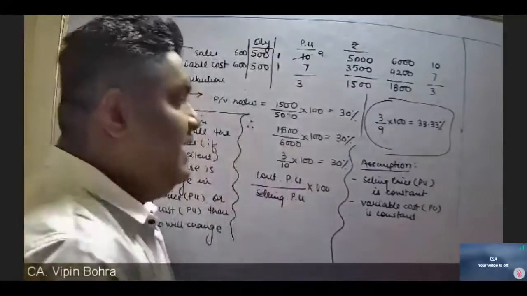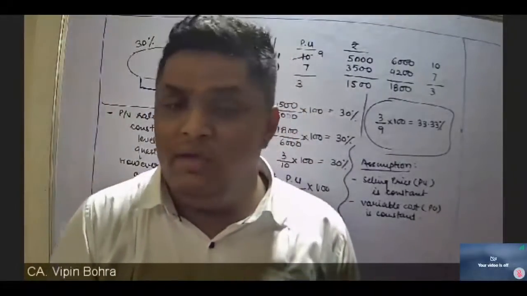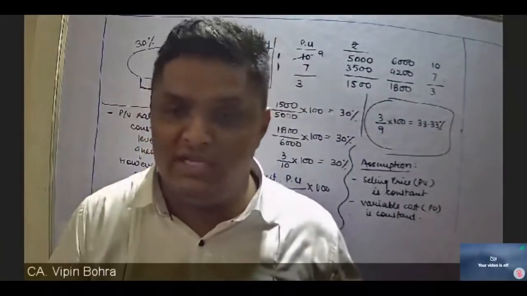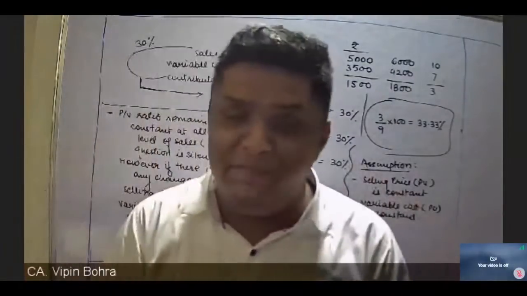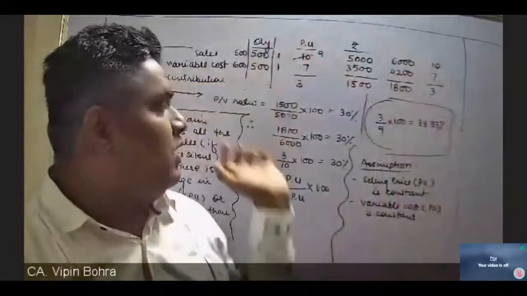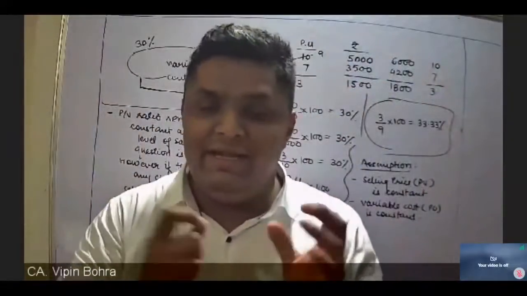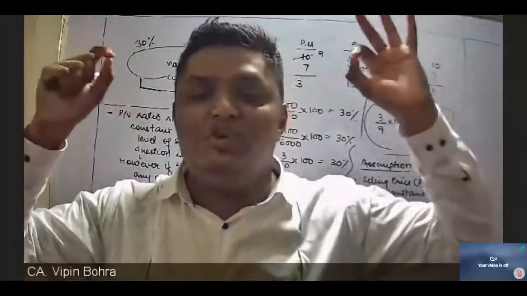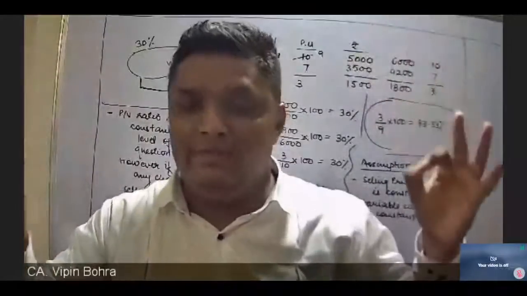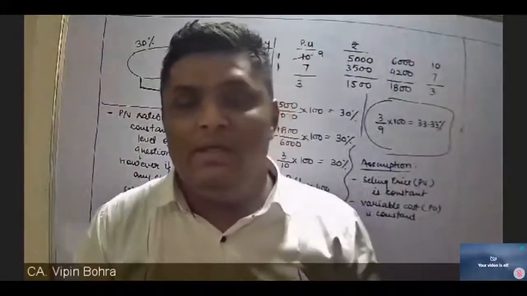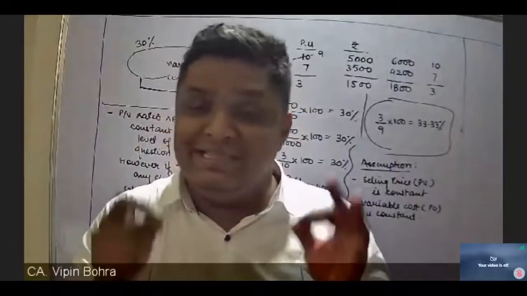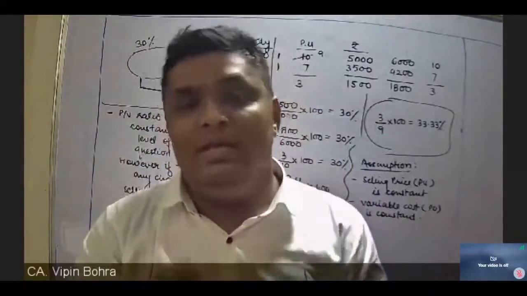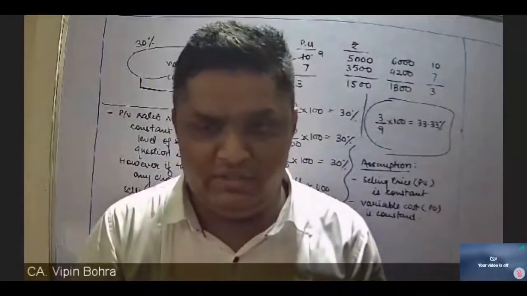And if selling price per unit is constant, variable cost per unit is constant, then yes, PV ratio will remain unchanged. So I repeat again, the basic conclusion of this discussion is that, first point, if the question is silent, PV ratio remains constant at all levels of sales. However, if the question clearly states that there is a change in selling price per unit or variable cost per unit, yes, the PV ratio is going to change.